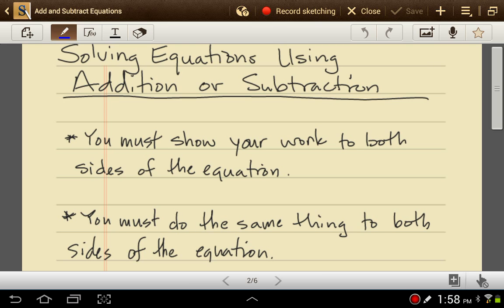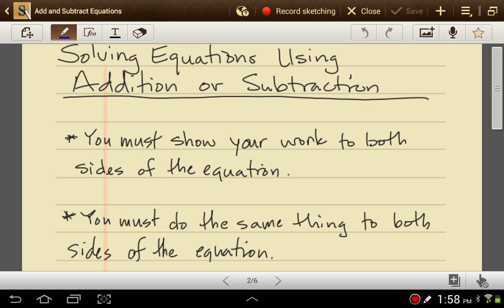So you do have to show your work to both sides, and this is key when you're doing any solving equations: you must do the same thing to both sides of the equation. And by the same thing, I mean you must be adding or subtracting the same value. Today we're not going to really worry about it, but there are ways of writing the same value in different ways. For example, just simplistically, I could say I subtract 10 from one side, and then I subtract 5 from the other side, and then I subtract 5 again. That would be subtracting 10, so you would be doing the same thing even though you're writing it differently.